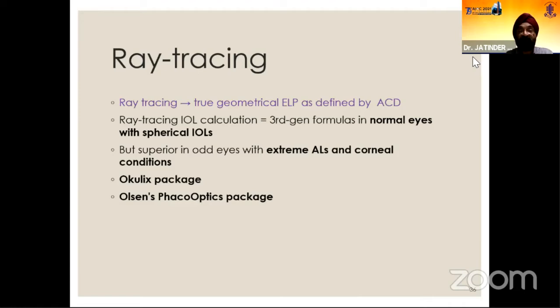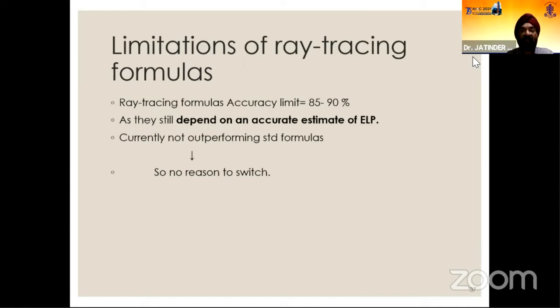It has been found that ray tracing is equally accurate as the third generation formulas, but it may be superior in odd eyes with extreme axial length and corneal conditions. A limitation of ray tracing is that it is still dependent on accurate estimation of effective lens position. So currently it is not outperforming the older formulas.